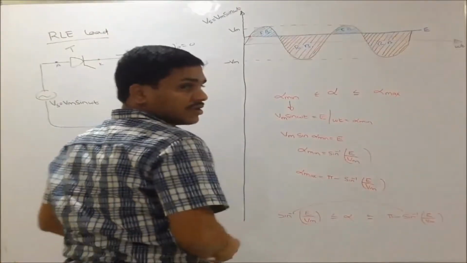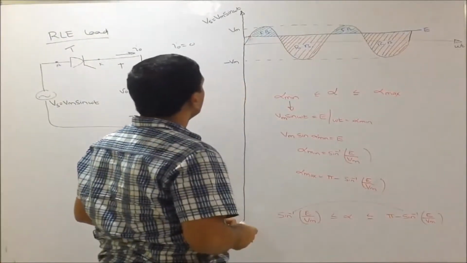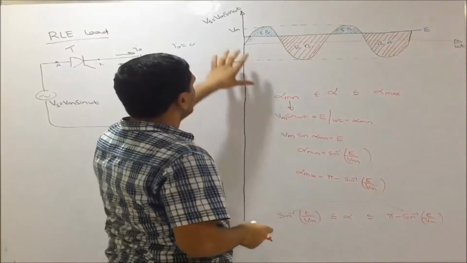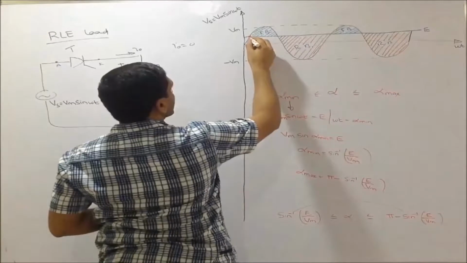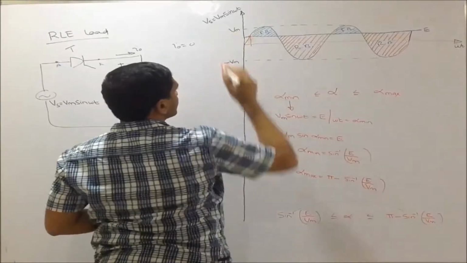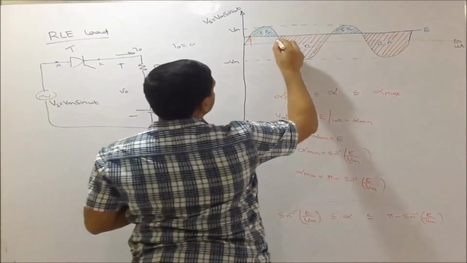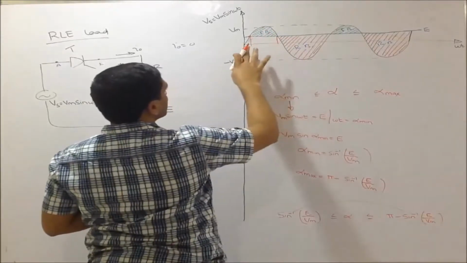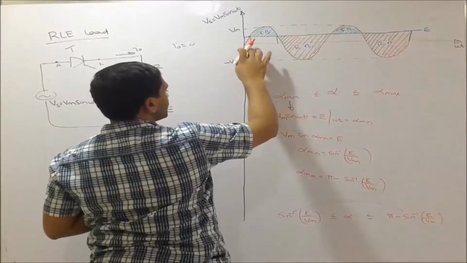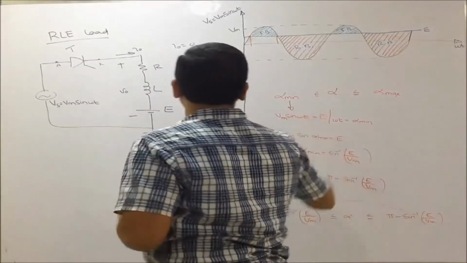So in RLE load, if I give the gate signal continuously, my conduction starts from this point, that is alpha min, and this is alpha max. If I fire the SCR continuously, the SCR starts conduction from this point. Now we will see the other waveforms.